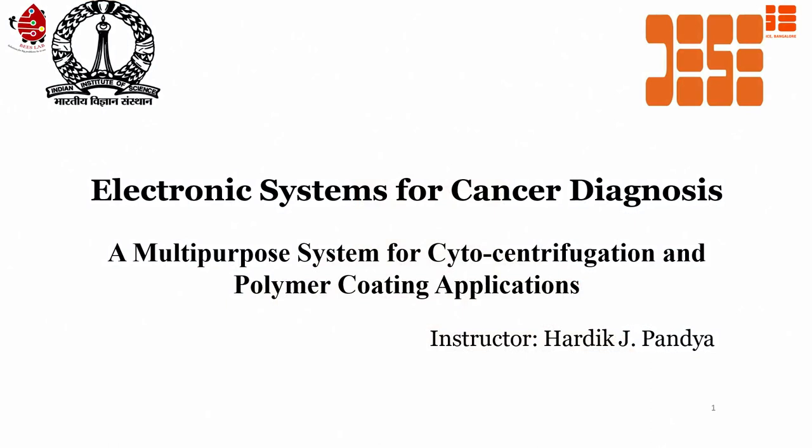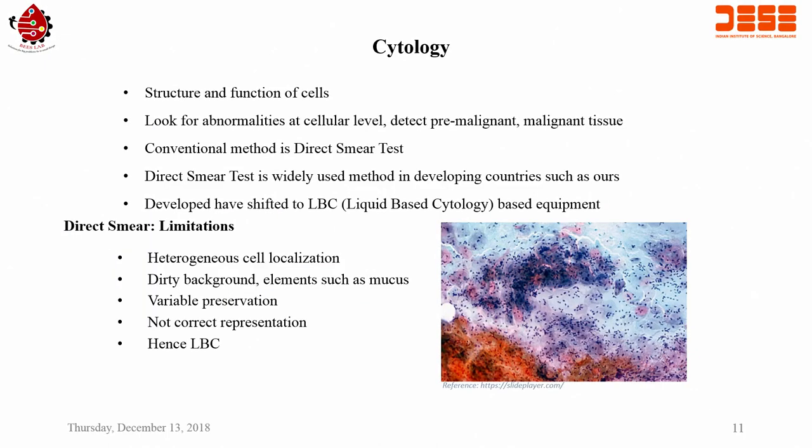So we can develop a system that can work as a spin coater and can work as a cytospin. So if you see the slide, our today's idea is to understand a system that can work as cytocentrifugation and for polymer coating. So cytology. When we talk about cytology, you have to understand that we are talking about structure and functions of cell. Look for abnormalities at cellular level. Detect pre-malignant. This is extremely important. And malignant tissues. Pre-malignancy is very important because with the current method, the pre-malignant detection is extremely difficult.